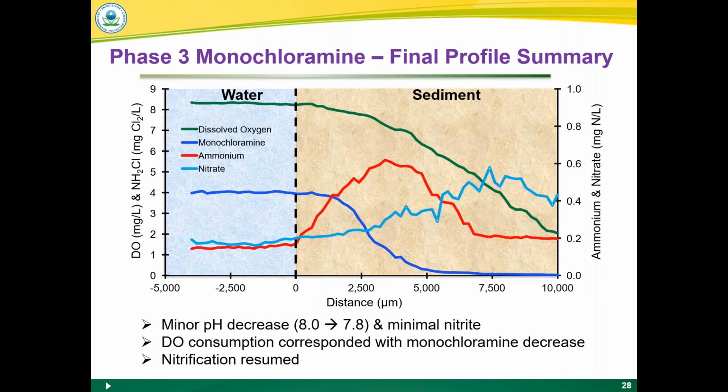Again, the final profile kind of went back to the end of phase 1. Dissolved oxygen going down, the ammonia hump for releasing and consuming it, and nitrates being produced. Again, I didn't mention this, but we did measure pH and nitrite in these experiments. pH, we had buffered the water, so it was pretty stable. Nitrite, we didn't really pick up that much. So it was really complete nitrification occurring in the sediment.